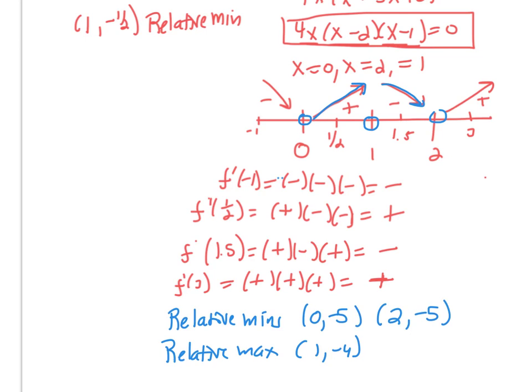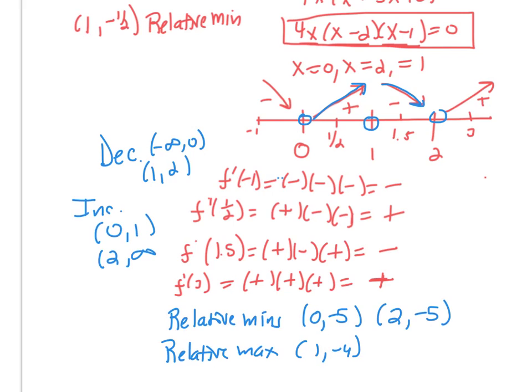If you're ever asked to give the intervals of increase and decrease, you could say for this particular one, intervals of decrease would be negative infinity to 0, and from 1 to 2. They're open intervals. Increase: we have two intervals, from 0 to 1 and from 2 to positive infinity. Just so you know, you may be asked to list those intervals where the function is increasing and decreasing.